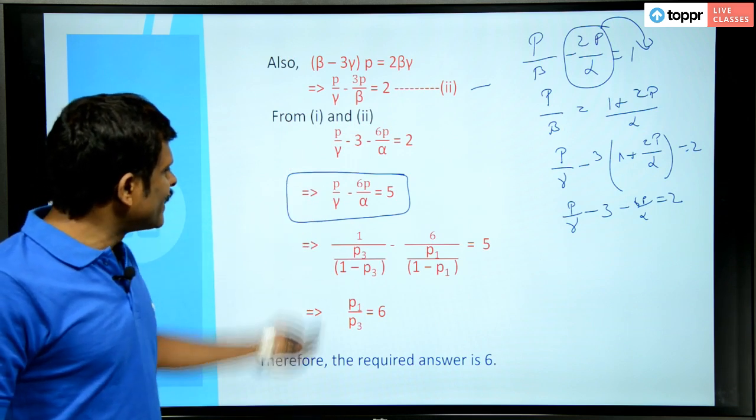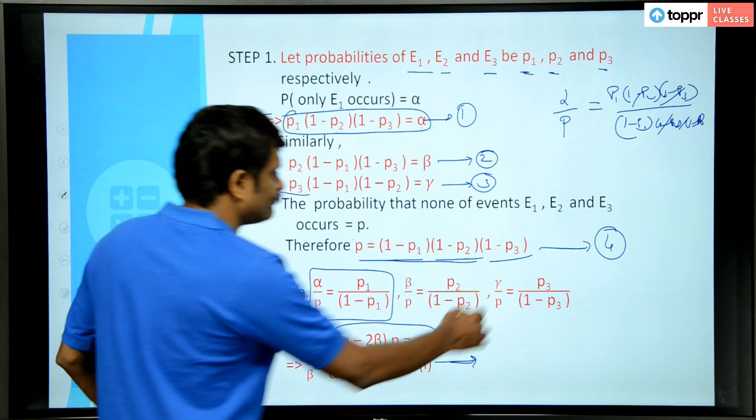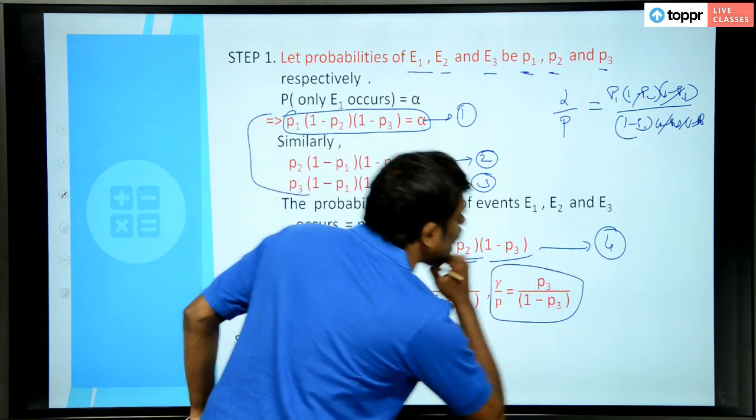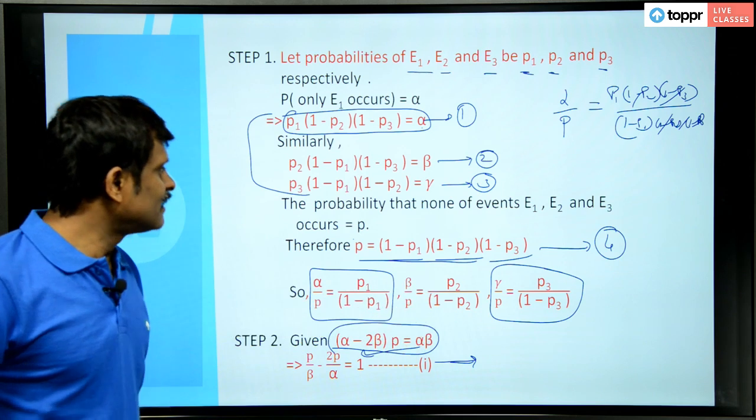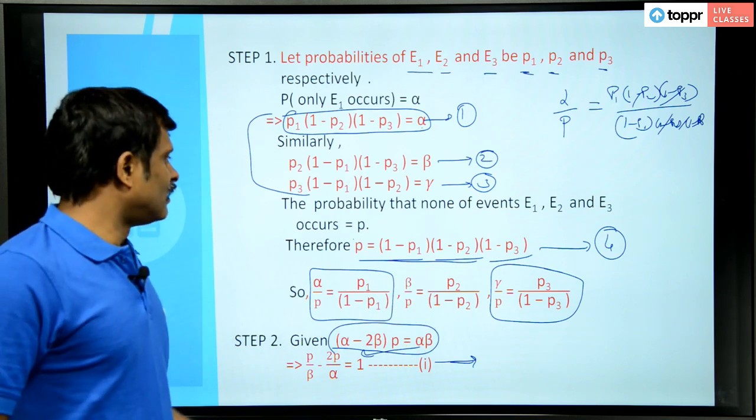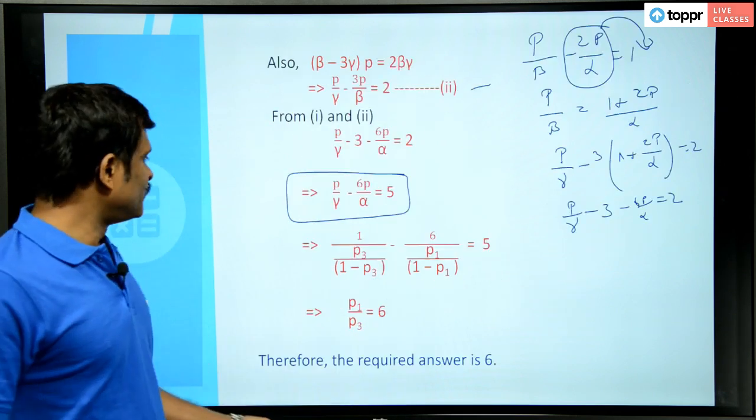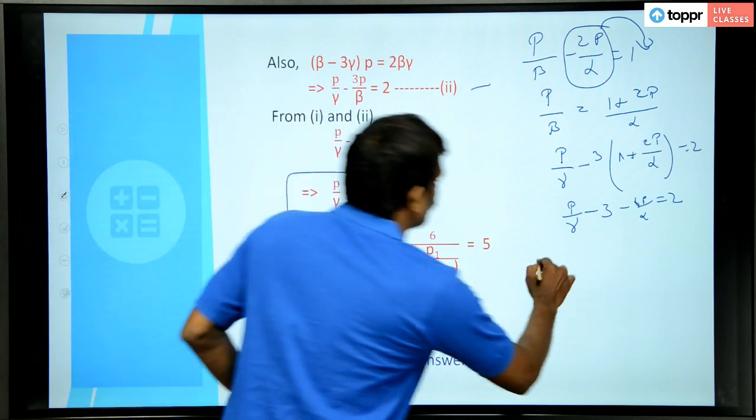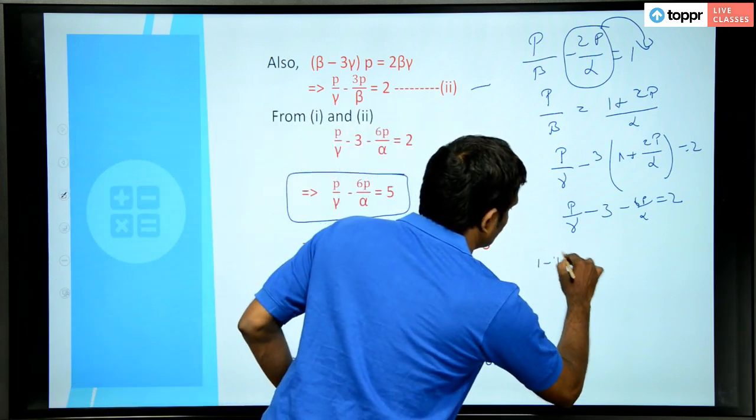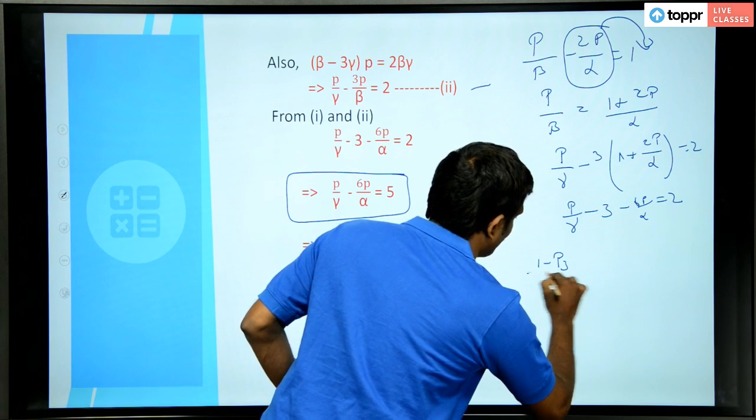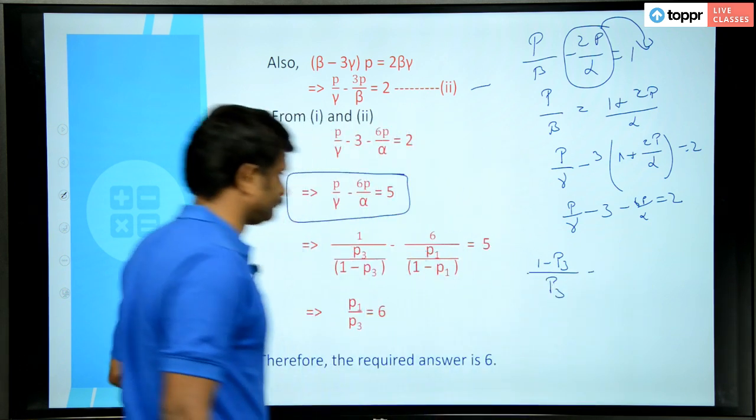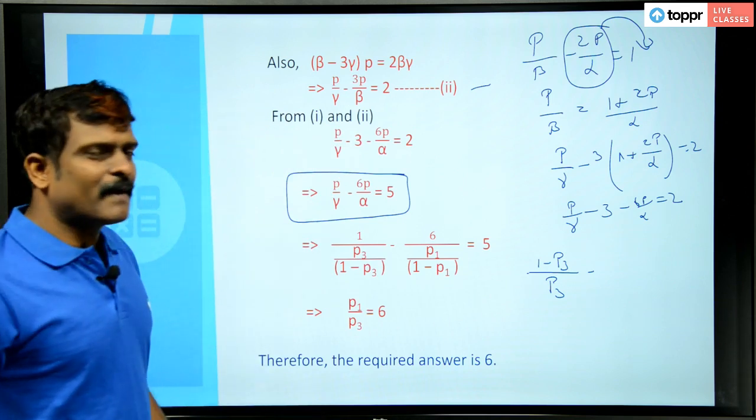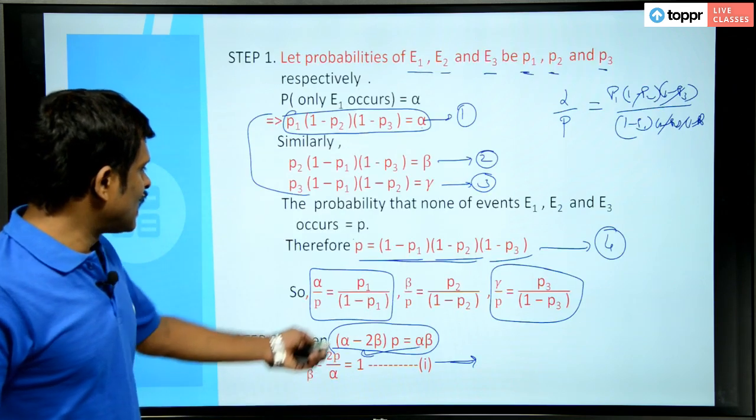It is P by gamma. What is P by gamma? The reciprocal of this fraction, right. So I have to take the reciprocal of that, which is simply 1 minus P3 by P3. So that is what I am writing here. It is 1 minus P3 by P3 minus 6 P by alpha. P by alpha, alpha is what?